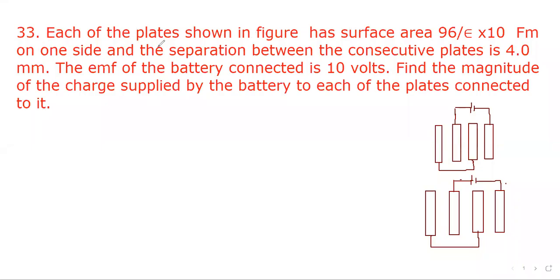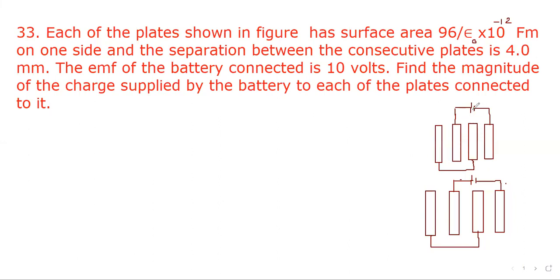Question number 33. Each of the plates shown in the figure has surface area 96 upon epsilon naught into 10 to the power minus 12 farad meter on one side, and the separation between the consecutive plates is 4 millimeter. The EMF of the battery connected is 10 volts. Find the magnitude of the charge supplied by the battery to each of the plates connected to it.